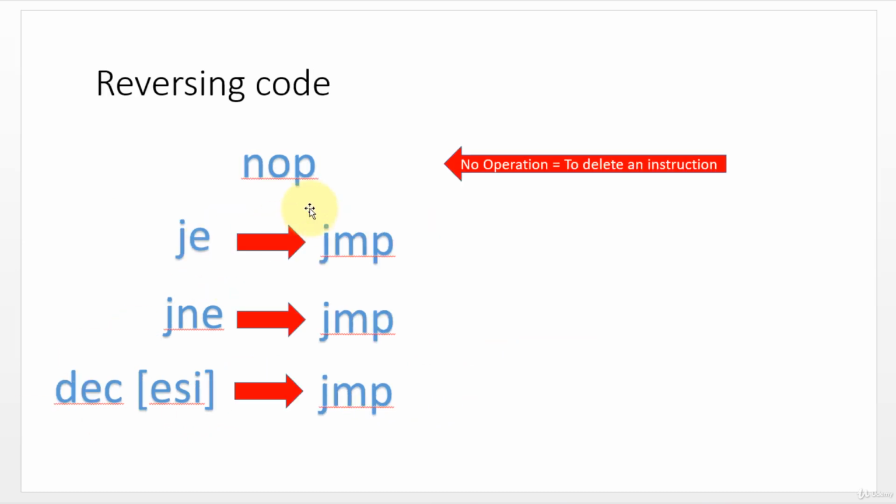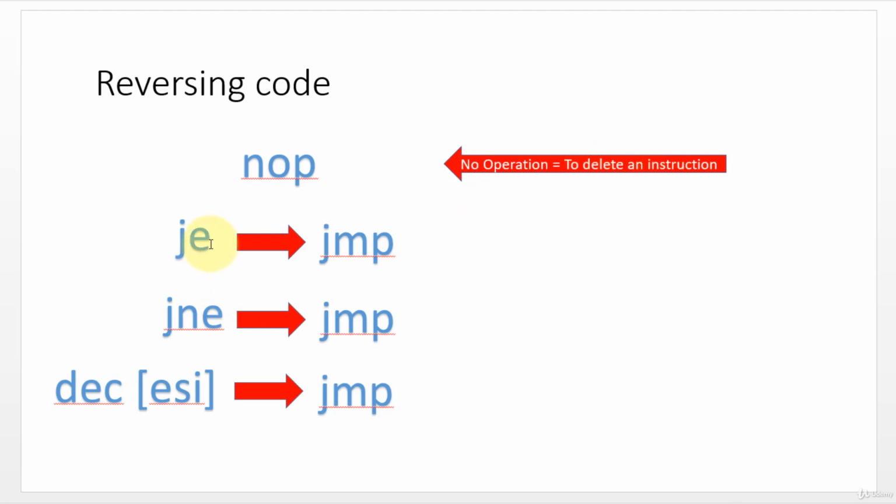Now, these are some of the four basic reversing codes, and you will use these quite often in many of the assembly editing injection, as well as when you are cracking software. First is NOP. Whenever you see any instruction which you do not want the program to perform, you can replace that code with NOP, no operation. So the effect of no operation is to delete an instruction.